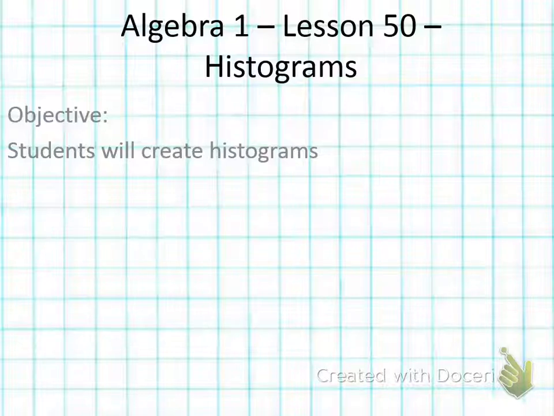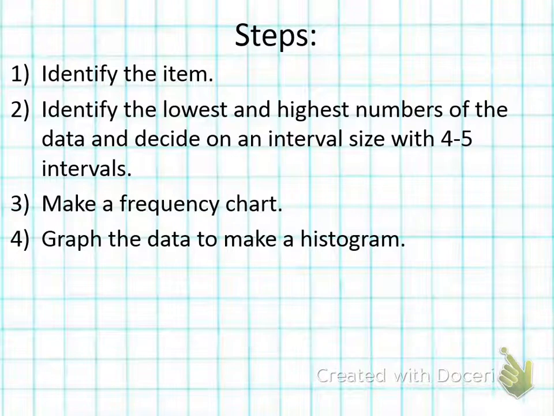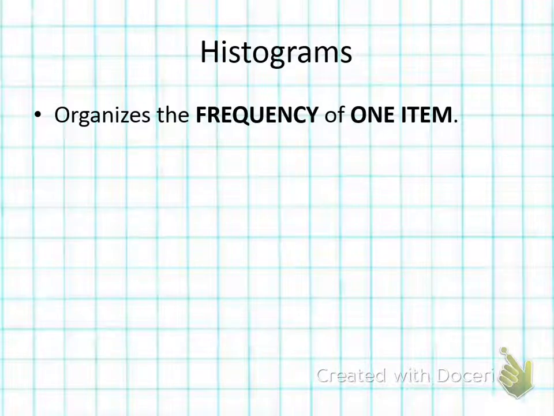One way we organize it is called a histogram. Histograms are a way that we can organize data and the frequency of how often something happens in a certain interval. So, for example, right here we can write this down. Histograms organize the frequency of one item. So how often does something happen?